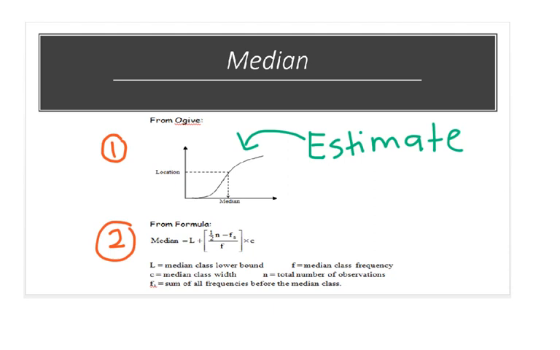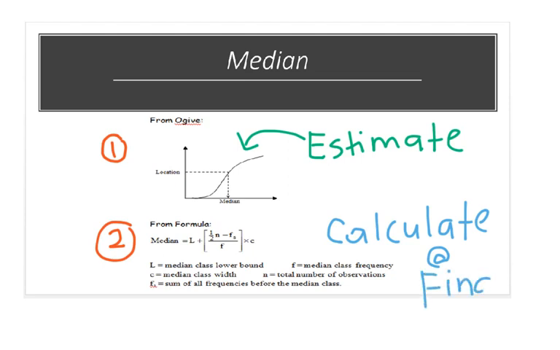And for the second one, using the formula: if the question asks you to calculate, or if the question asks you to find the median. If the question says calculate the median, you are going to use the formula. And if the question says find the value of the median, you also use the formula. The formula will be provided in the formula booklet, so you don't need to memorize it. What you need to know is how to substitute the values into the formula to come up with the median value.